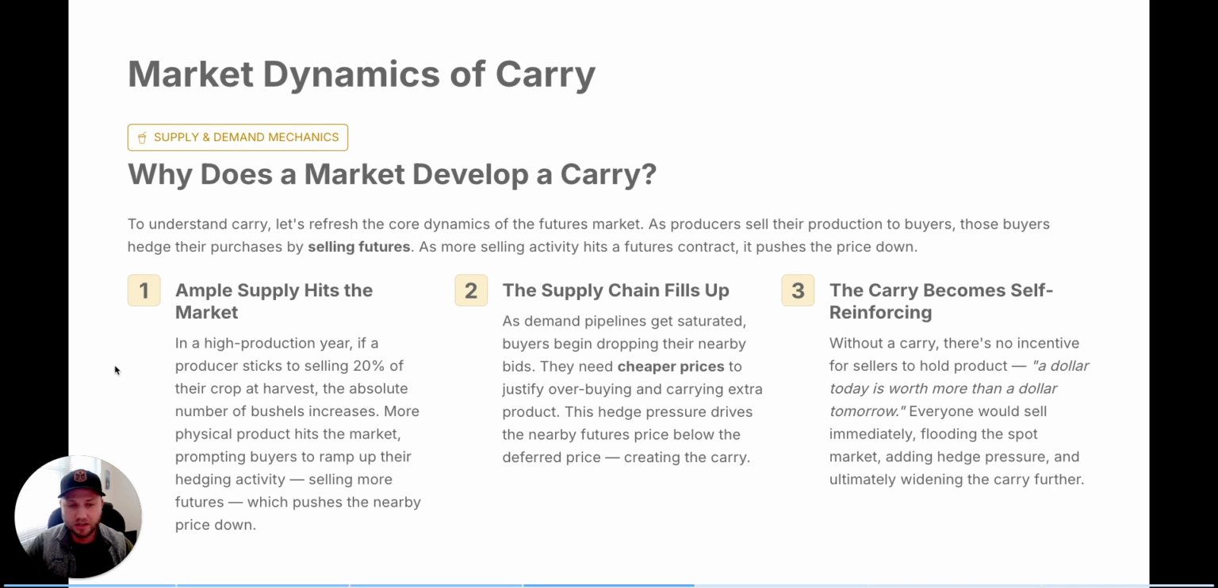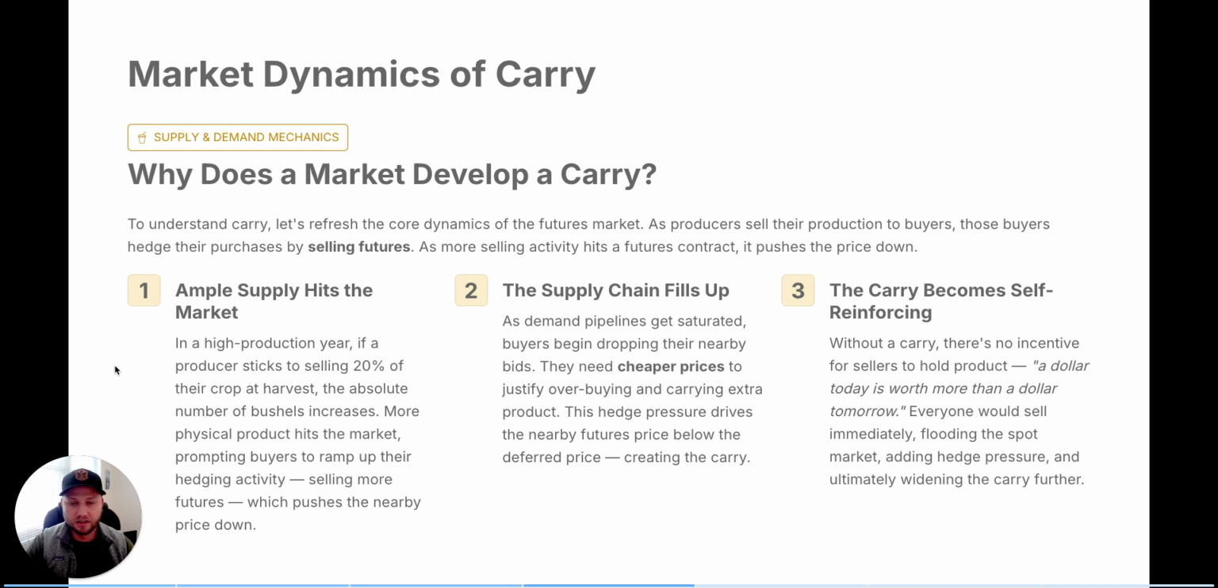So the carry becomes self-reinforcing, essentially. Without a carry, there is no incentive for a seller to hold the product long term. If we think about corn, say it's $4.50 against the December, and it's $4.50 against the March, $4.50 against the May, $4.50 against the July, etc. What incentive do you, as a producer or even as a commercial, have to be selling your product or buying more product in the nearby? As a producer you would want to sell more in the nearby because you're getting $4.50 no matter what. And if you carried it for another 6 months, you wouldn't be getting your costs covered. So without the carry, there's no incentive for the sellers to hold the product.